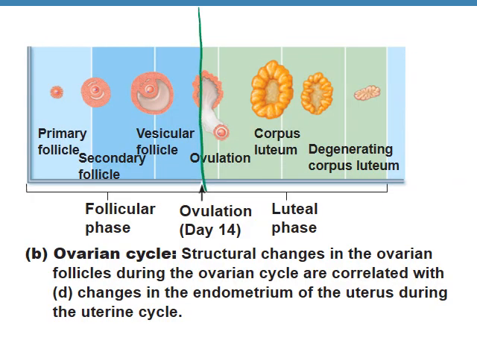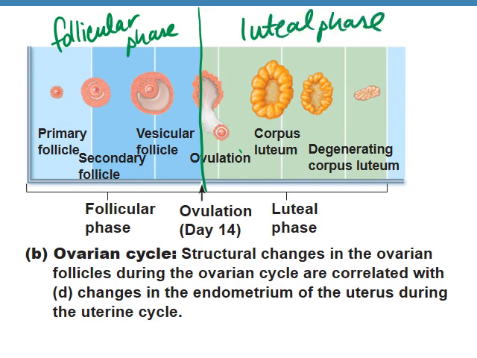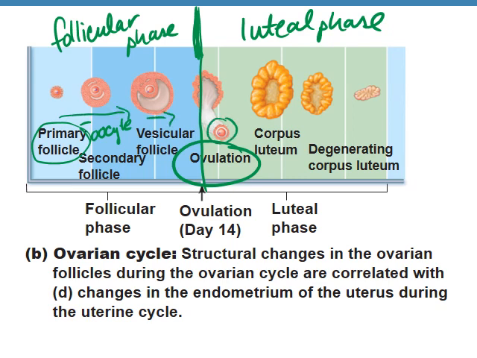I like the color coding of this slide from your book. So this is the follicular phase, and this is the luteal phase. And what happens directly at this line where we change colors, that's where ovulation occurs. So they're showing you we go from primary follicle. You can also think here, they call it primary oocyte, right? Same terminology.